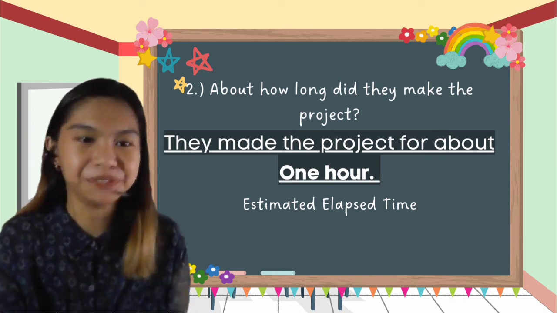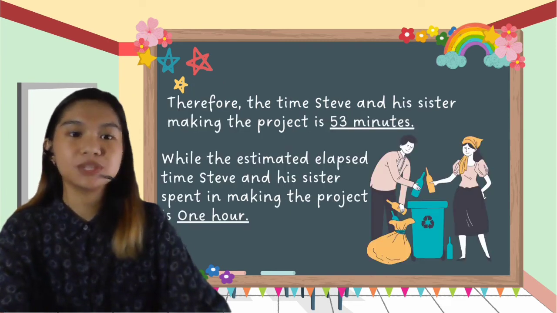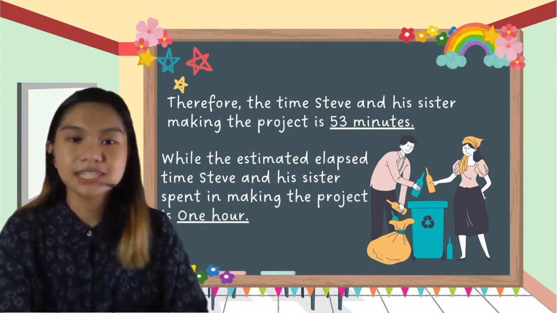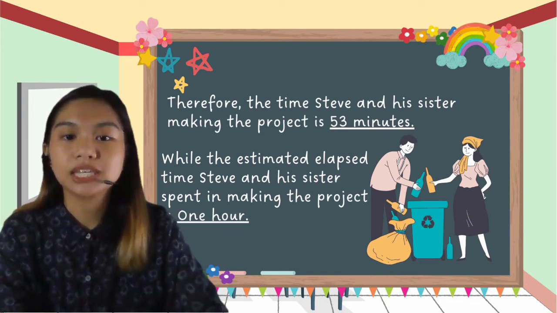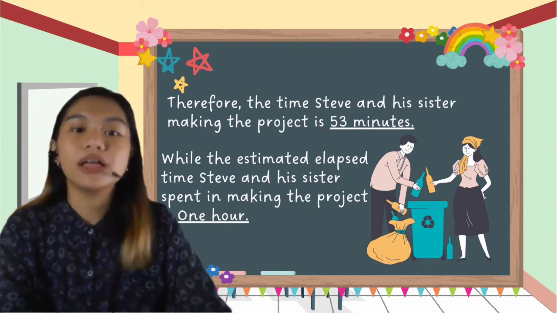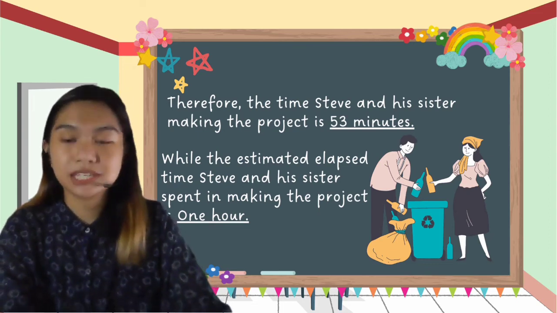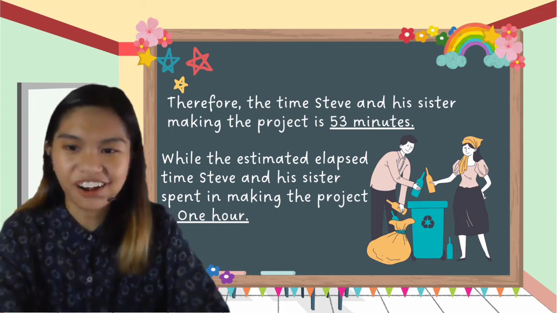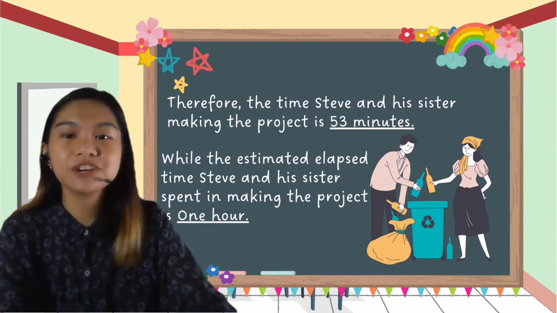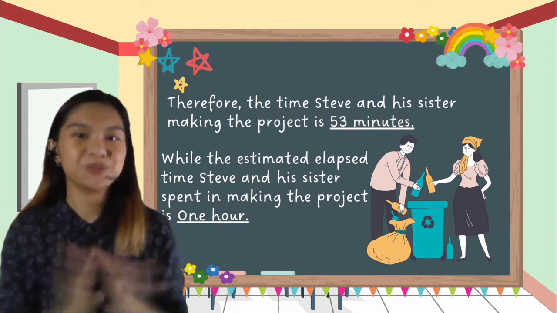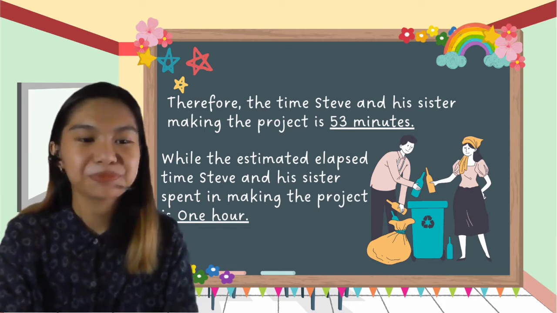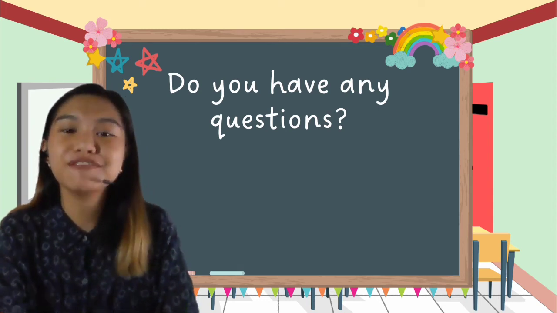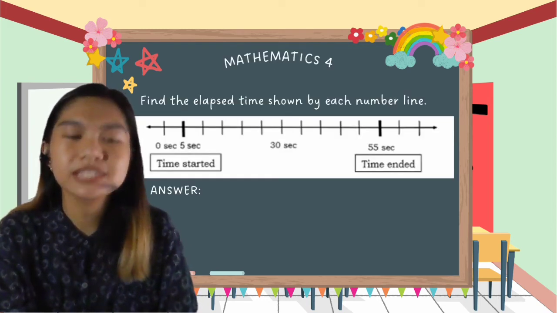Very good, everyone. Okay, so to summarize, therefore, the time Steve and his sister making the project is 53 minutes, while the estimated elapsed time Steve and his sister spent in making the project is 1 hour. Great job, everyone. Let's give yourselves 3 claps. 1, 2, 3. Now, do you have any questions? Okay, if not, let's have our activity for this morning.